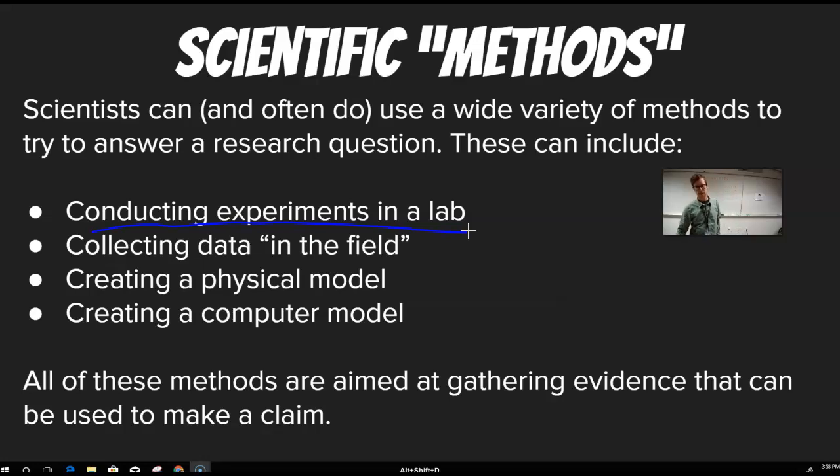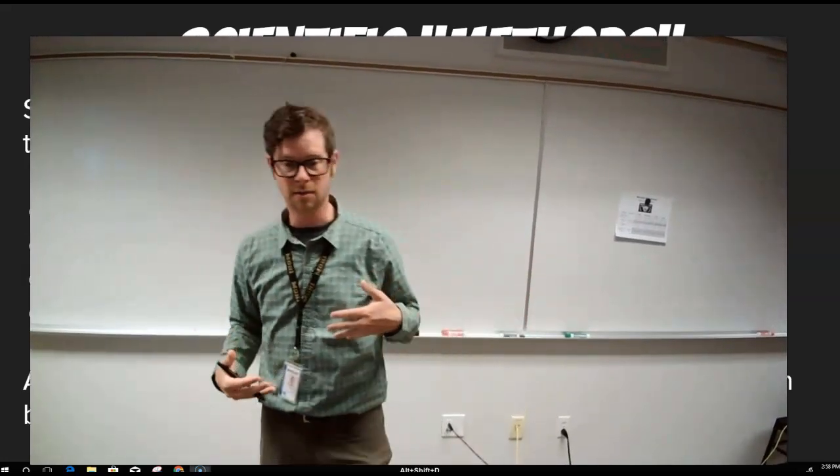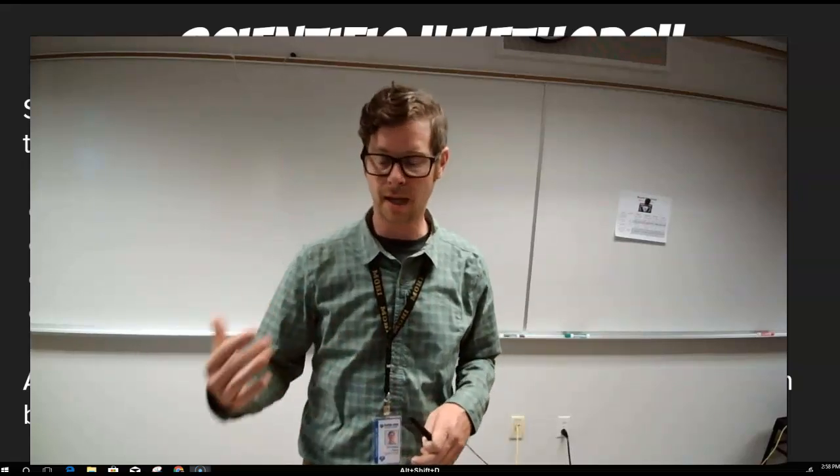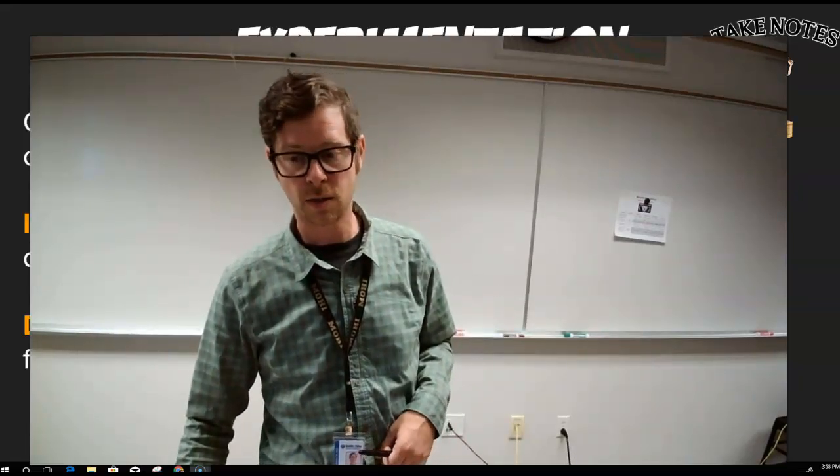And they might do an experiment in a lab. They might collect data in the field, which is going out and making observations and measurements. They might create a physical model of something, right? Something that you can touch or push or move around in a lab, or they might make a model on a computer, or they might do many of these things, right? All of these are aimed at the same thing, which is gathering evidence that can be used to make a claim.